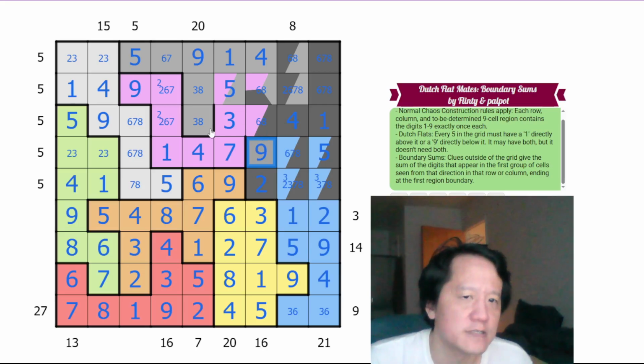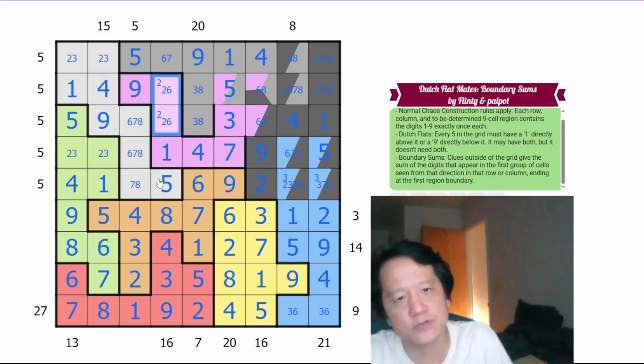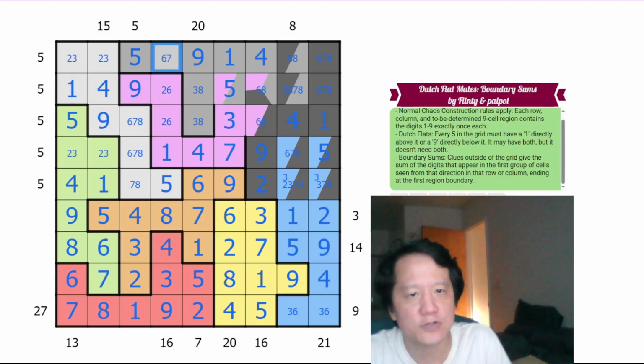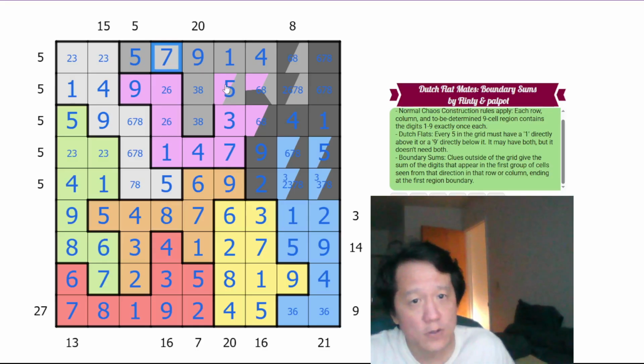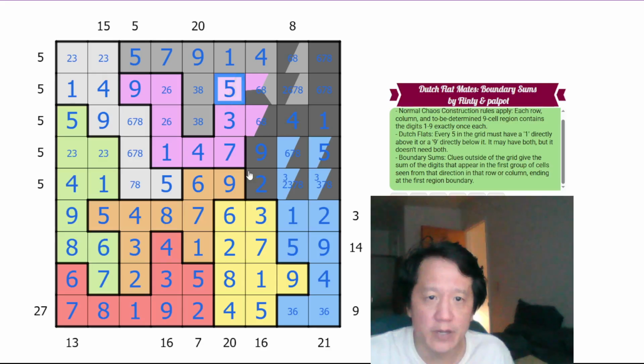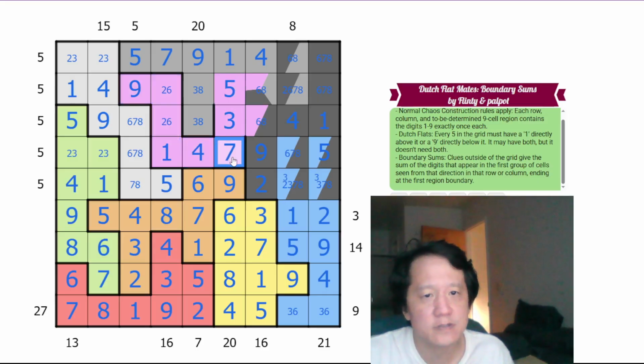Pink needs access to a 5. 7 eliminates 7 here also, so this is 2, 6 as a pair, which eliminates 2, 6 in the rest of the column. So no 6 here, that's 7. So this cannot be medium, it has to be pink. So we have 1, 2, 3, 4, 5, 6, 7, 8. So we're guaranteed to go that way.